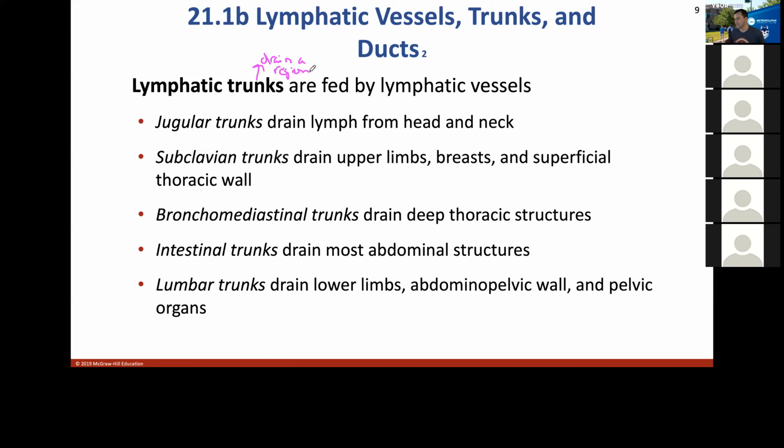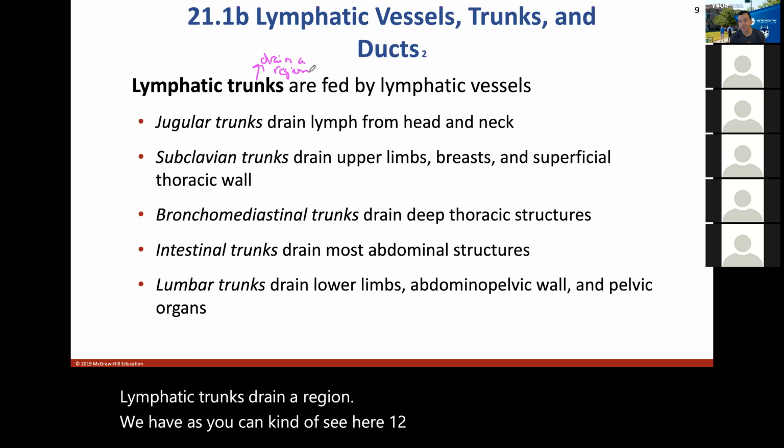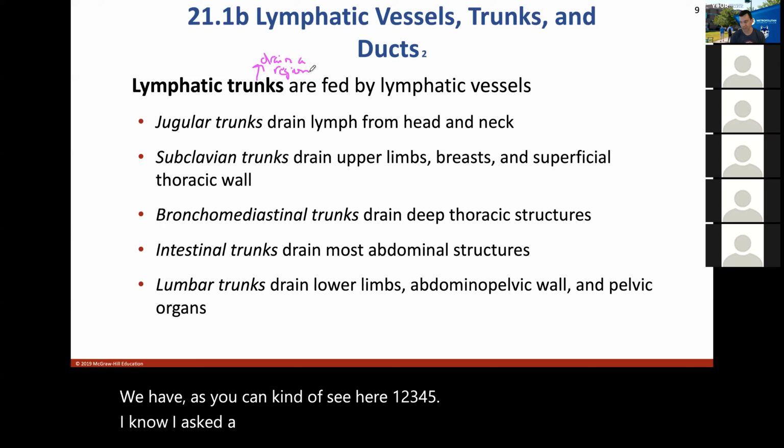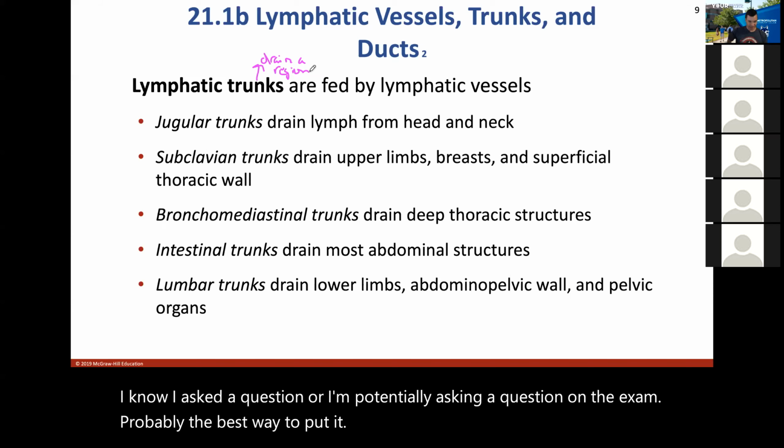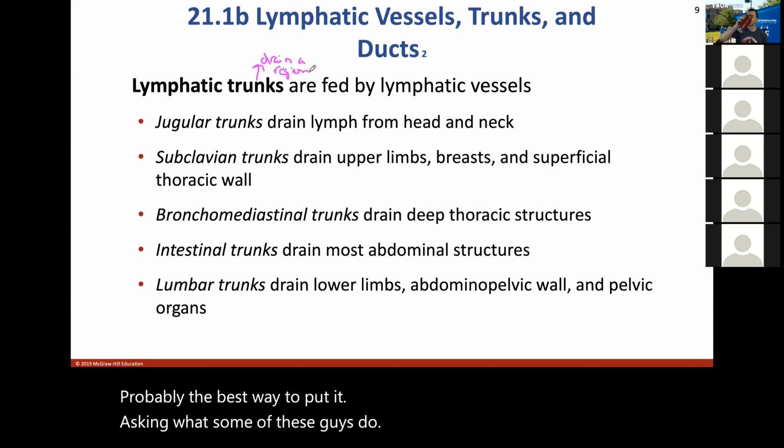Okay. Lymphatic trunks drain a region. We have, as you can kind of see here, 1, 2, 3, 4, 5. I know I'm potentially asking a question on the exam, probably the best way to put it, asking what some of these guys do, what some of these guys drain.